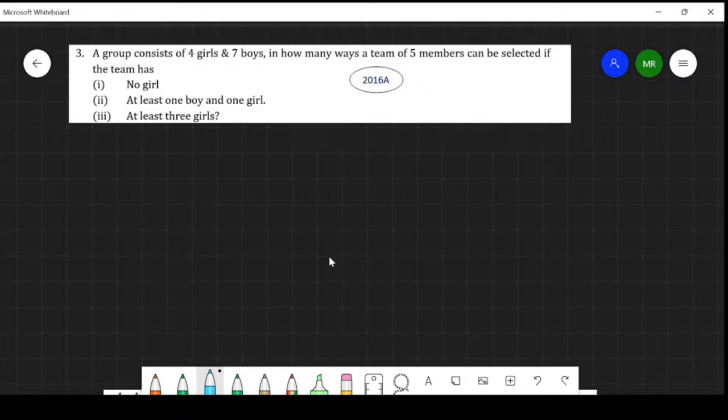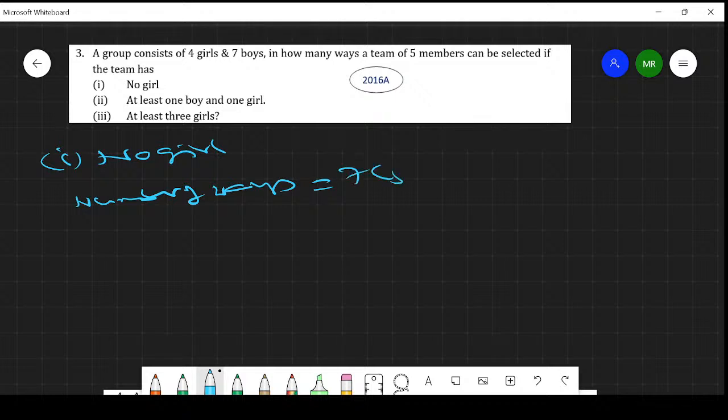First case, that the team has no girl. In this case, they are talking about no girl. No girl means what is the required number of ways to select the team? Number of ways, because we don't want girls. Total 7 boys, so I can write 7C5. That's all, 7C5, because we want no girl. Only take all the boys.